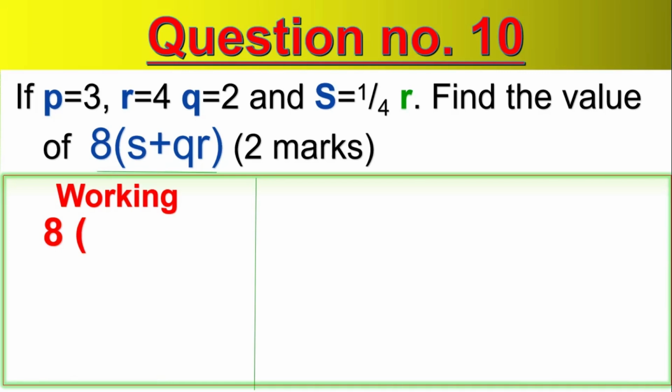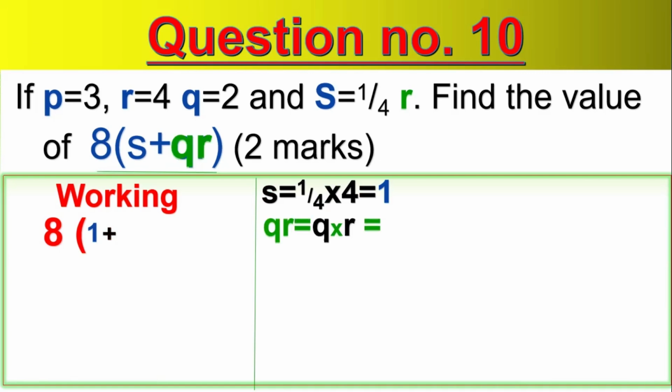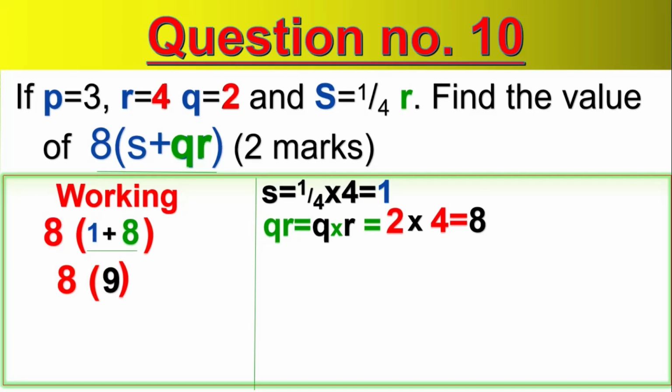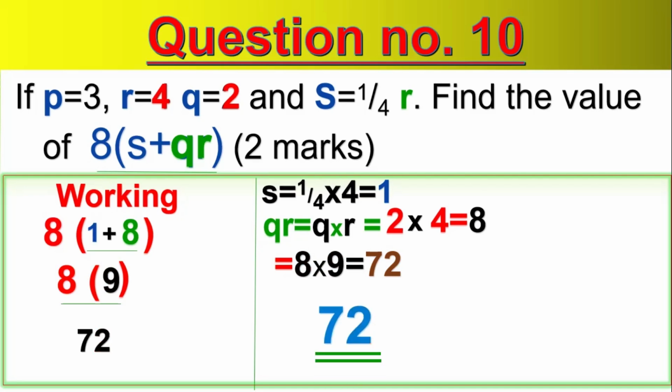This is 8 into S, and S is a quarter times 4, which is 1. So you write 1 plus QR. QR means Q times R. That is 2 for Q and 4 for R. So 2 times 4, which is 8. You write 8 there and you close your bracket. So work out inside here. This is 1 plus 8, which is 9. Then here we have 8 into the bracket. Work out here. It becomes 72. 8 times 9 is 72. And that should be your answer.